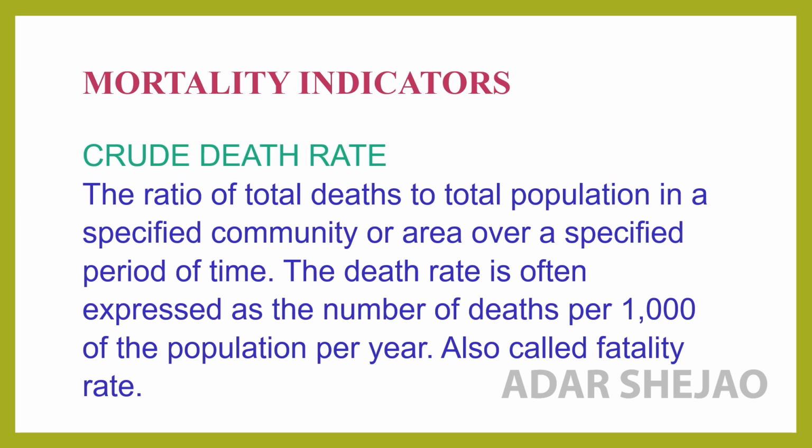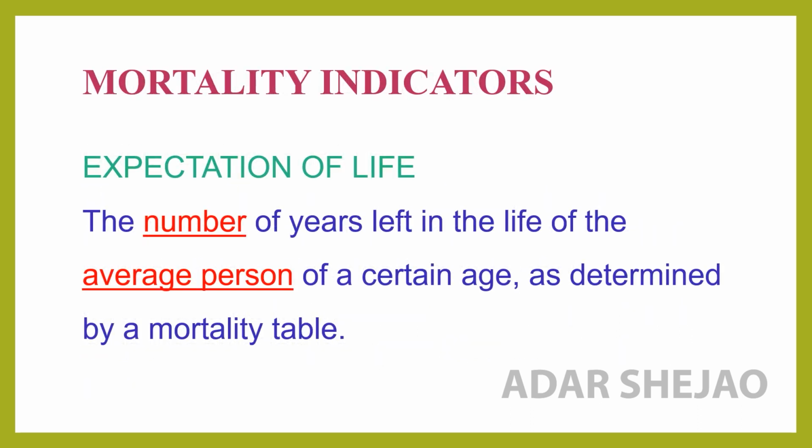Mortality indicators. Crude death rate. The ratio of total deaths to total population in a specified community or area over a specified period of time. The death rate is often expressed as the number of deaths per 1,000 of the population per year. Also called fatality rate. Expectation of life. The number of years left in the life of the average person of a certain age, as determined by a mortality table.